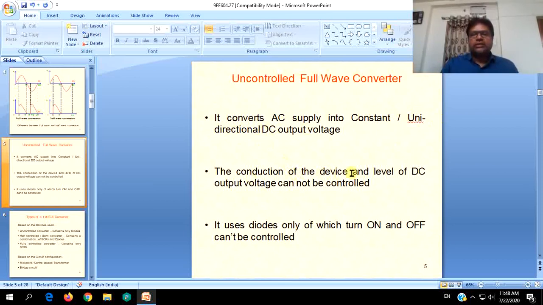The conduction of the device and the level of DC output voltage cannot be controlled, as the turn on and turn off actions cannot be controlled. Obviously the device conduction times and the DC output voltage level, or the average effect, cannot be controlled. It uses diodes only, of which the turn on and turn off cannot be controlled.